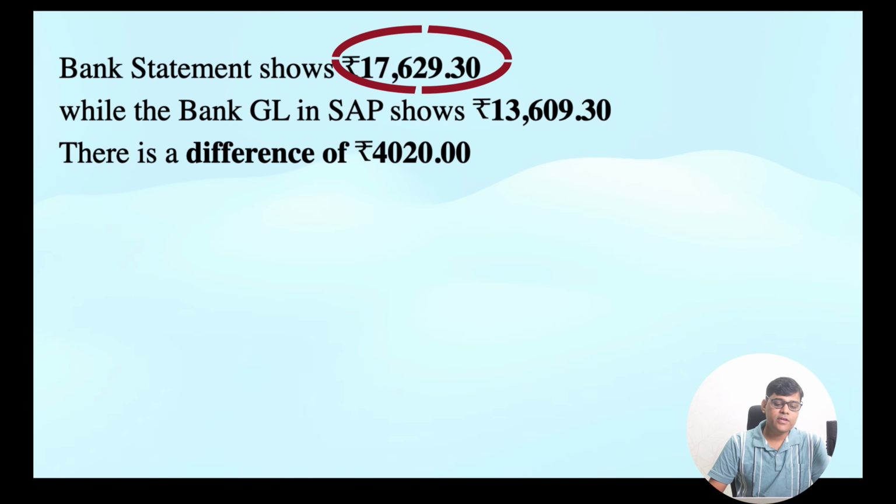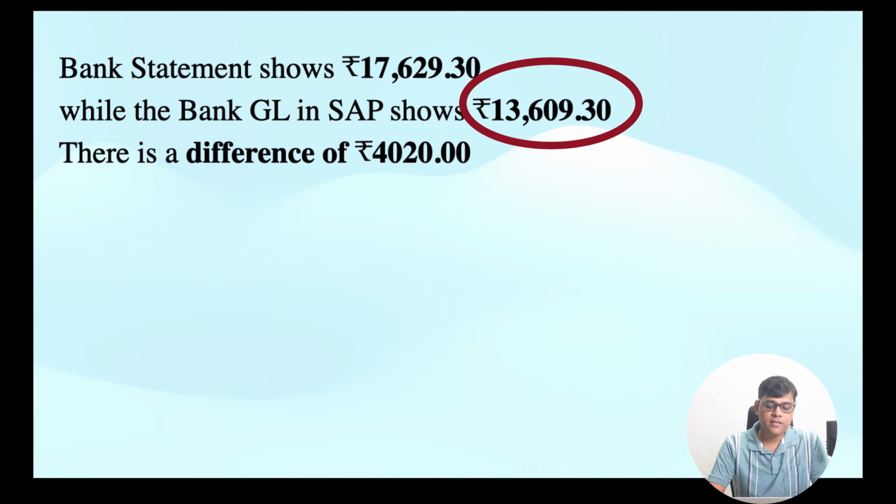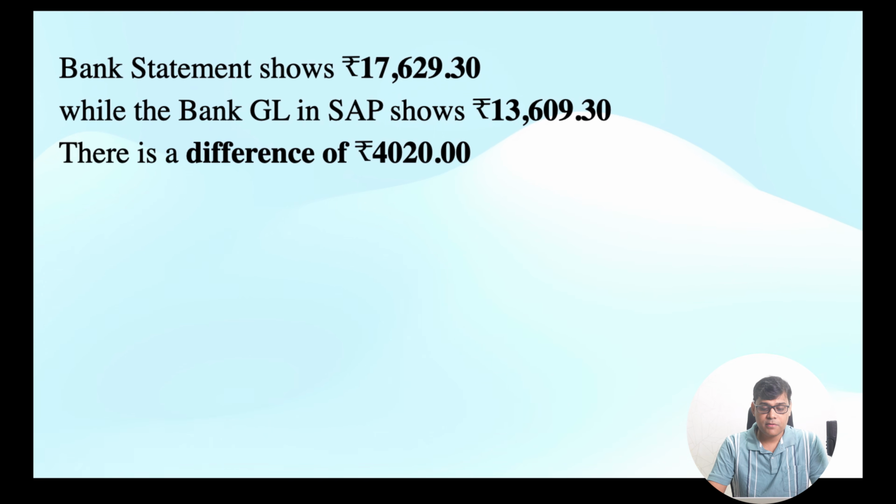The bank statement is showing 17,629.30 as per this example. The SAP GL balance is showing 13,609.30. Now here I can see a difference just by simple math: 17,629.30 minus 13,609.30, the difference is 4,020. Now I need to find out why the difference is there. It's only one item here. In a real case, a large figure will be there, and accordingly multiple transactions will be there.